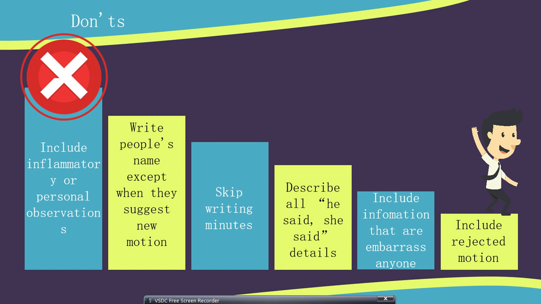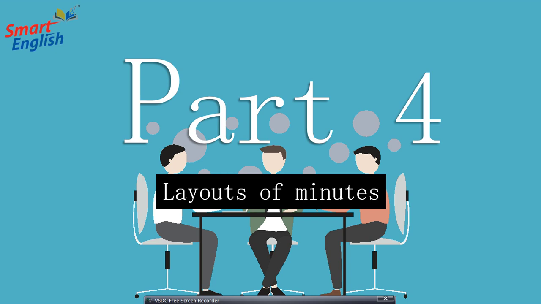Next is including information that embarrasses someone, such as maybe one of the participants came late to the meeting and the chairman needed to delay the meeting. And then lastly, do not include rejected motions. A rejected motion is something that will not be used in the decision, so there is no need to write it inside our minutes of meeting. That's all for me. Thank you.